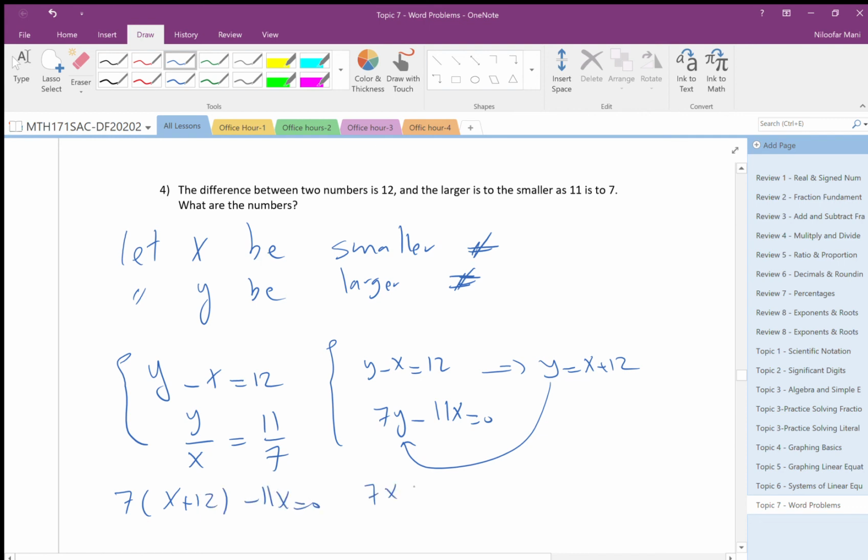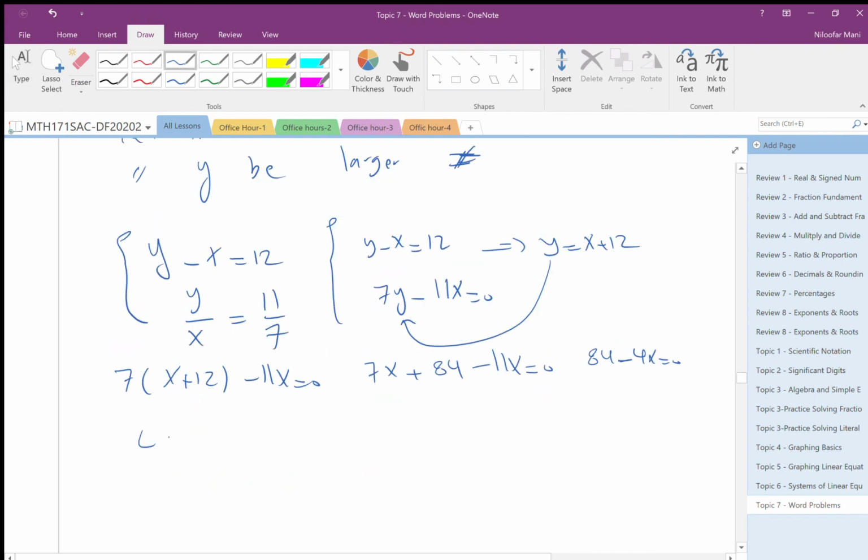Then it is 7x plus 84. Am I right? Yes. Minus 11x equals 0, and then you have 84 equal 4x, step by step. So minus 4x equals 0, and then 4x equals 84, and x is 21. Oops. Okay, so 21. Now I can find y as well. y is 21 plus 12, which is 33.